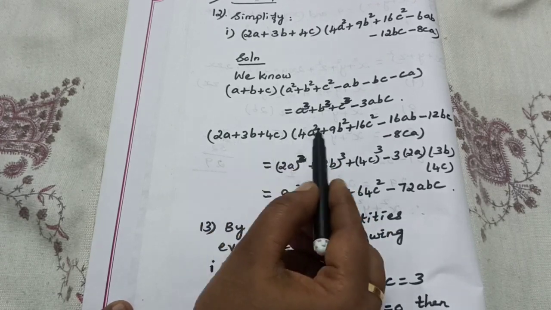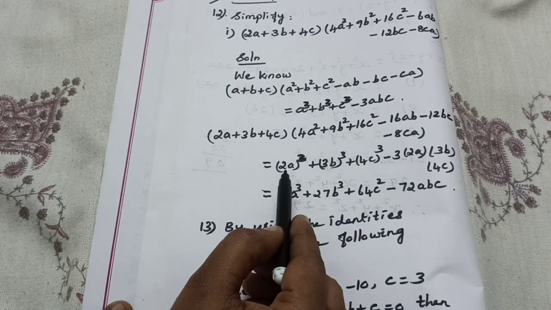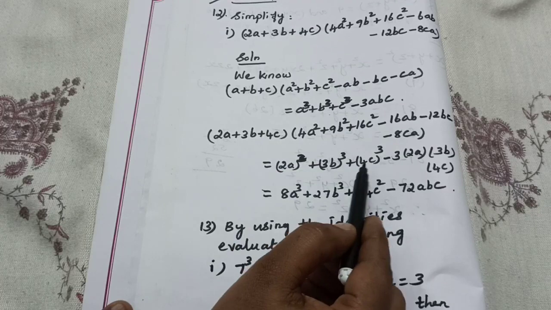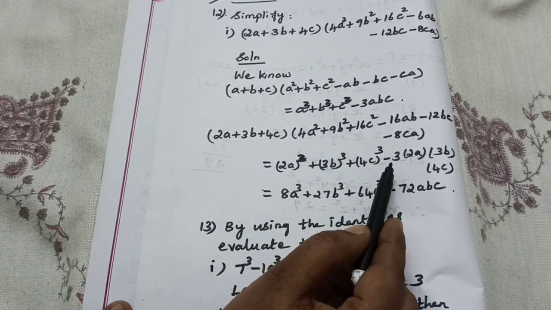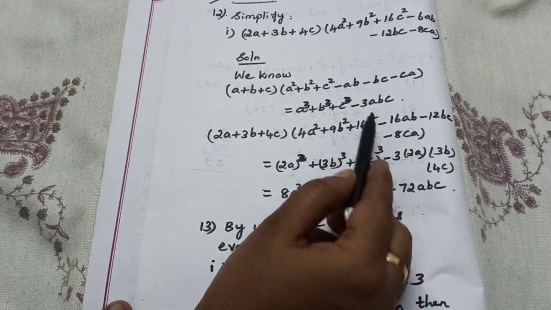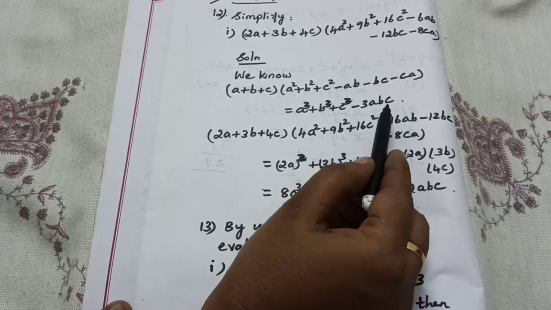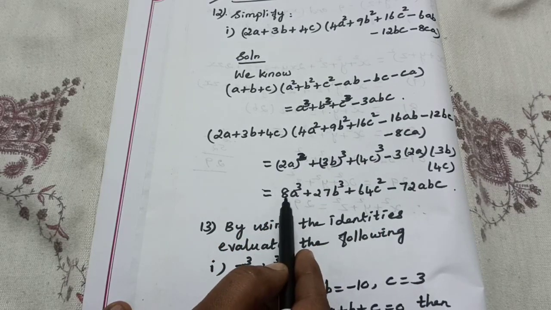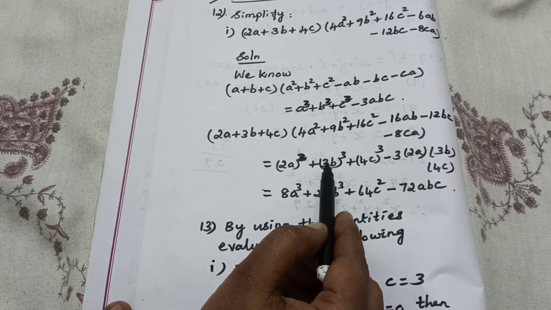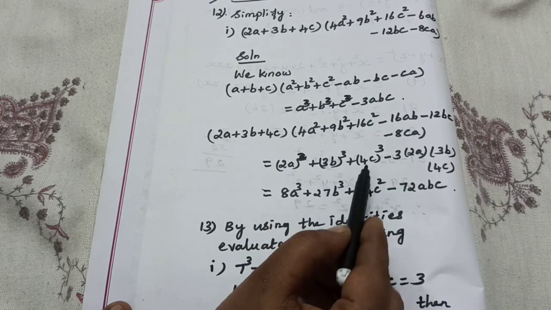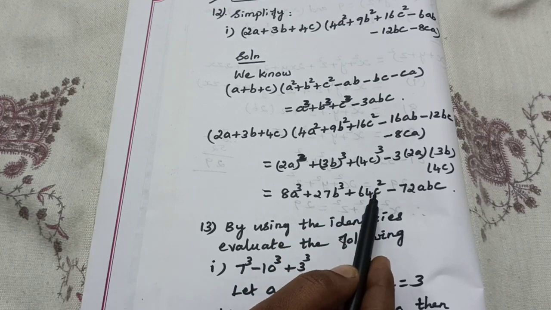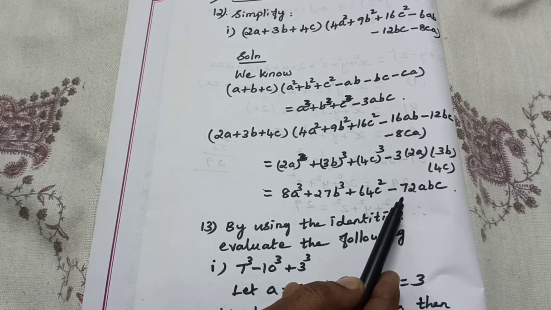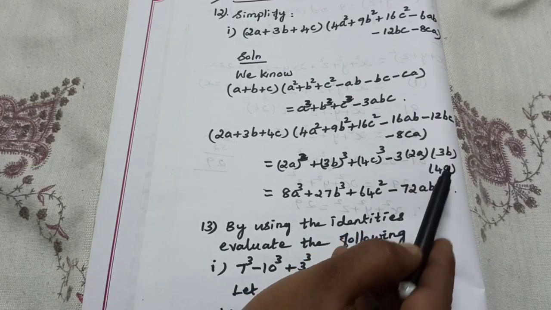So a is 2a, and we substitute: 2a the whole cube plus 3b the whole cube plus 4c the whole cube minus 3 into a is 2a, b is 3b, c is 4c. Then take the cubes. 2 cube is 8 a cube plus 3 cube is 27 b cube plus 4 cube is 64 c cube minus 3 into 2 into 3 into 4. What's the value? 72abc.